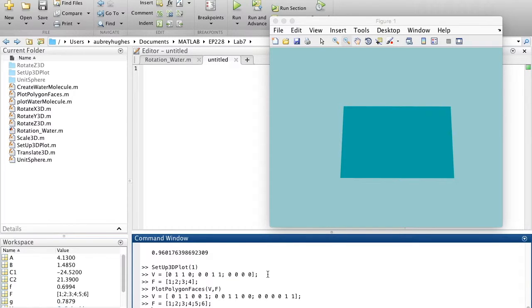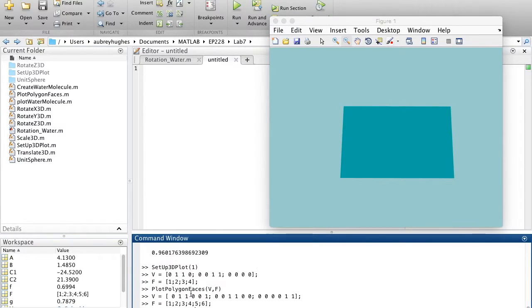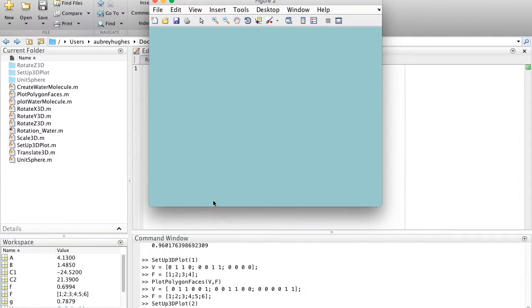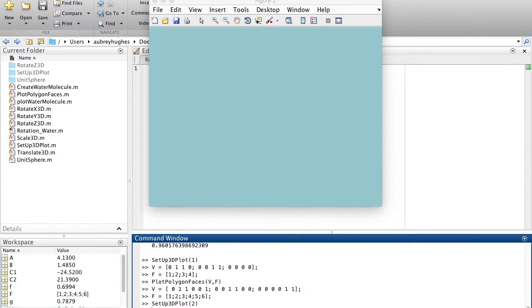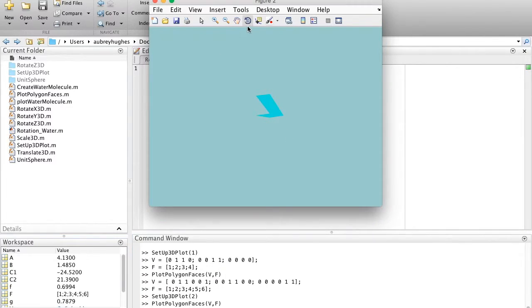Now if we set up a new figure, get rid of this one, and we plot the polygon faces. Ooh, I chose the wrong edge. Sorry.